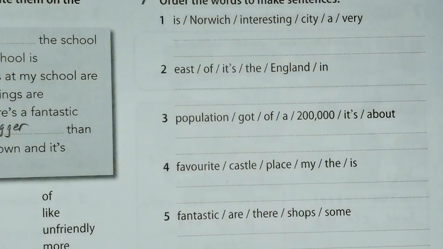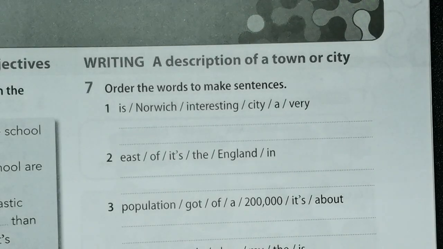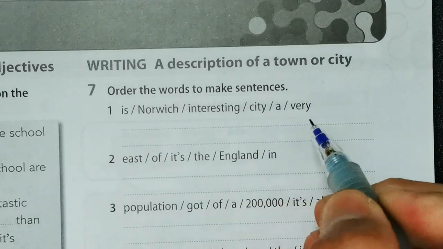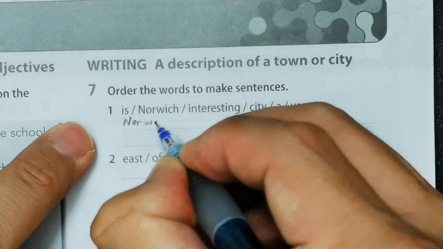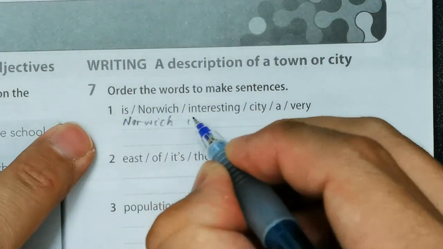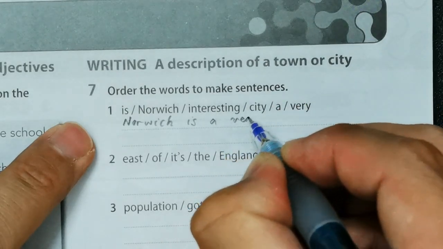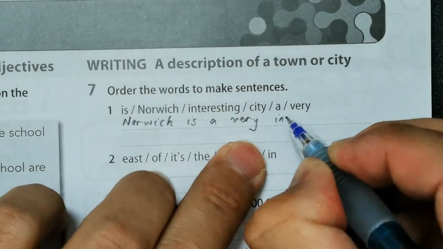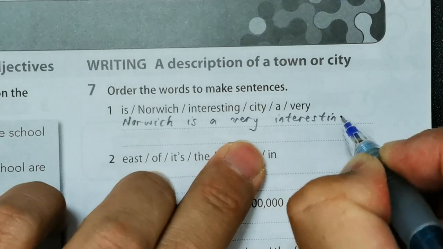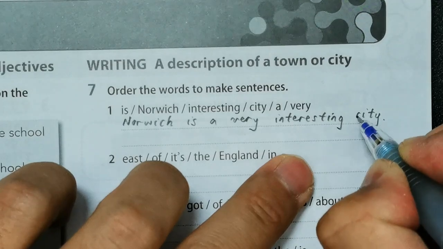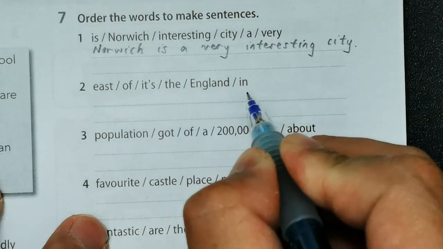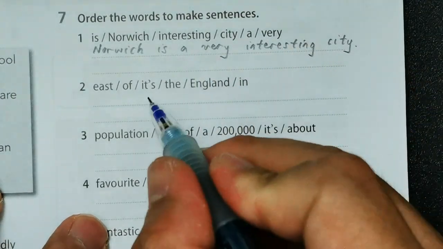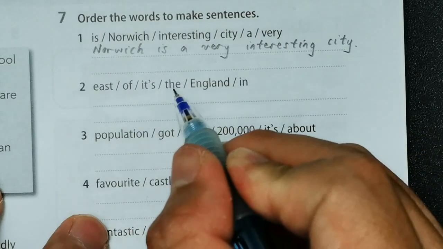And then we have the last part here, writing a description of a town or city. Part number 7, order the words to make sentences. Is Norwich interesting city very? Basically we choose the title case. So Norwich, followed by this is a very interesting city. And number 2: of its the England in. So we have this one, it's in the east of England.